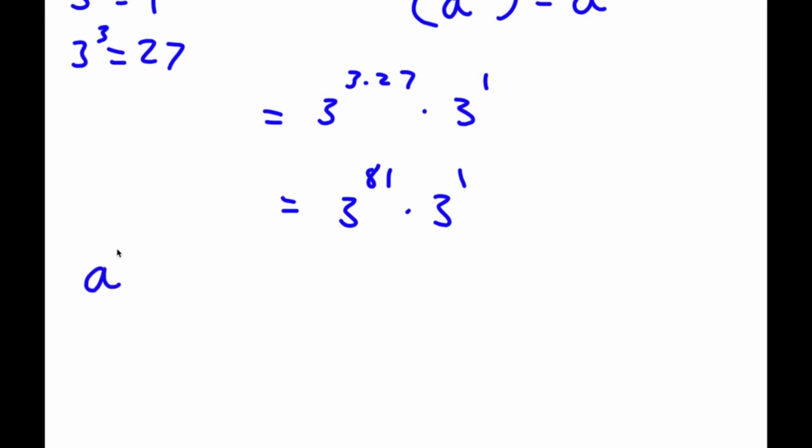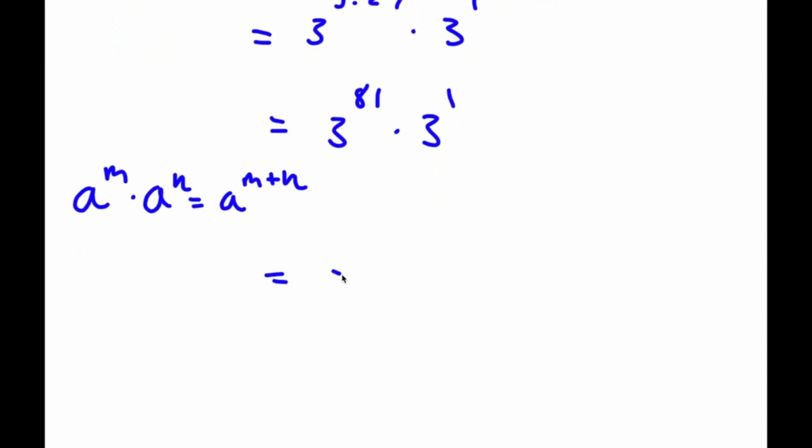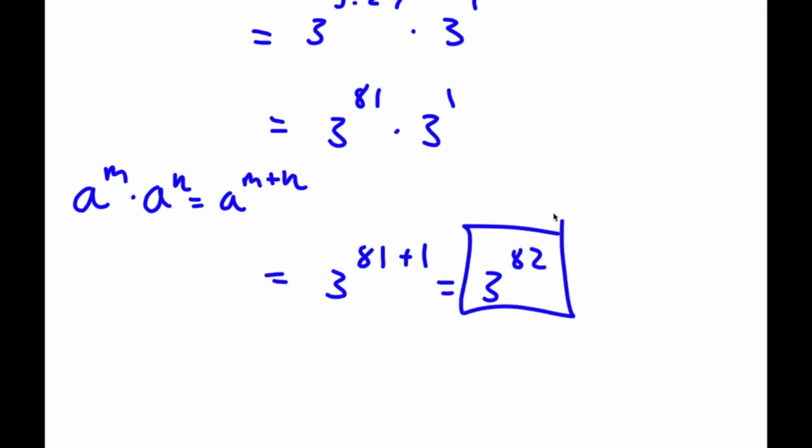Now, if I have something in the form a to the power of m times a to the power of n, this is equal to a to the power of m plus n. So 3 to the power of 81 times 3 to the power of 1 is going to equal 3 to the power of 81 plus 1. 81 plus 1 is 82, so I have 3 to the power of 82. So this is my answer.